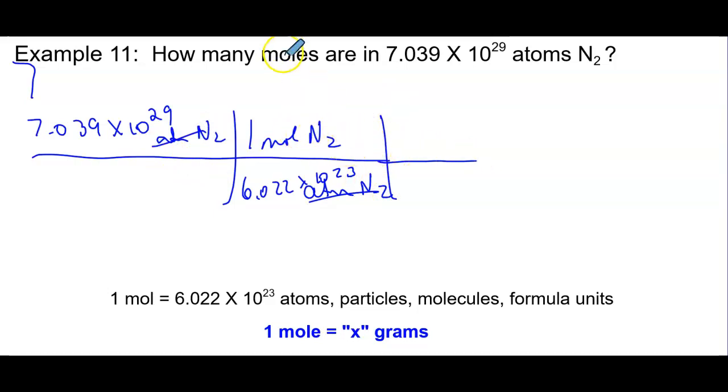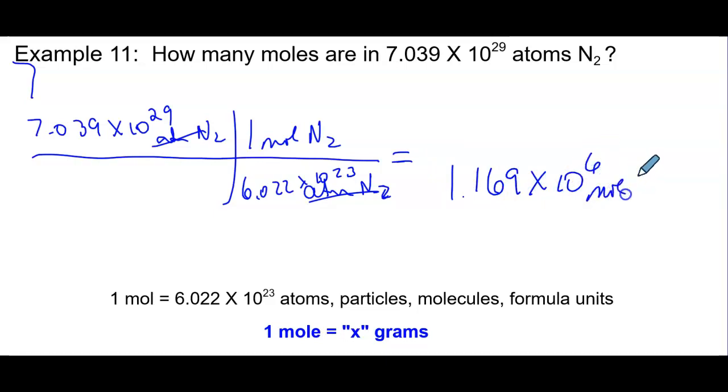And I don't even need this grid because I'm in moles, so I'm going to go ahead and erase that. We don't need to continue. So we were already done. Once I saw my units, I could see I'm done. So now I'm going to multiply across the top, multiply across the bottom, and divide. 7.039 times 10 to the 29th times 1, divide by 6.022 times 10 to the 23rd. And I get on my calculator, thinking about 4 sig figs, 1.169 times 10 to the 6th moles of N2.